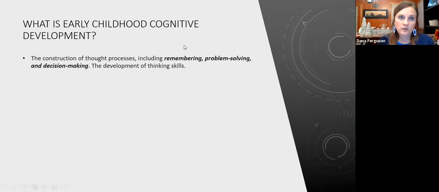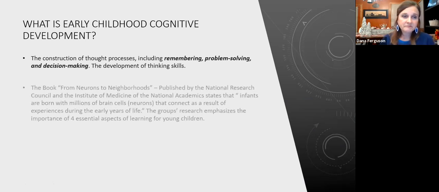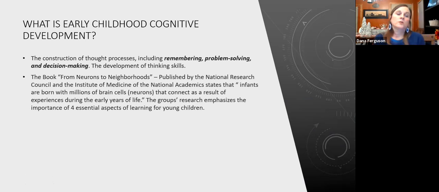So what is early childhood cognitive development? It is the construction of thought processes. So it includes remembering, problem solving, and decision making. So it's basically the development of your thinking skills. The book From Neurons to Neighborhoods, published by the National Research Council and the Institute of Medicine of the National Academies, states that infants are born with millions of brain cells, these are called neurons, that connect as a result of experiences during the early years of life.